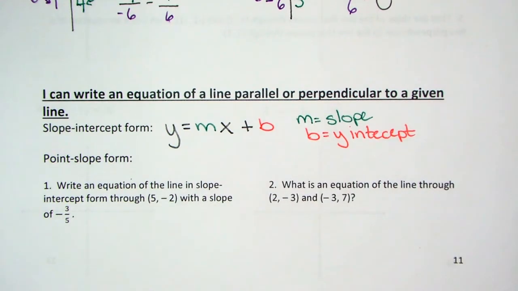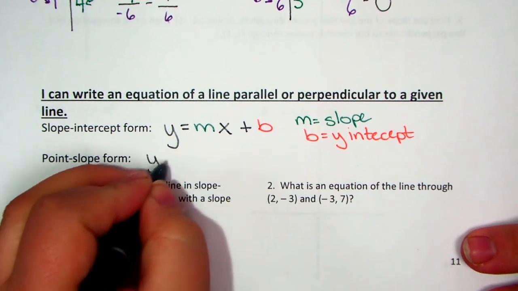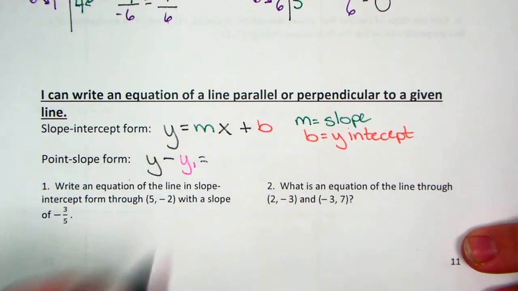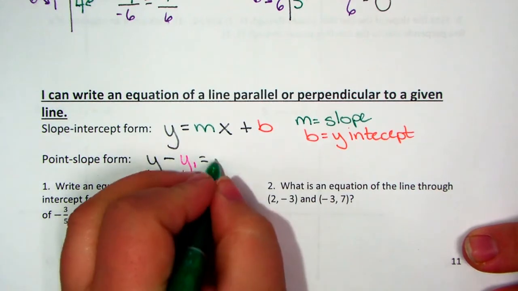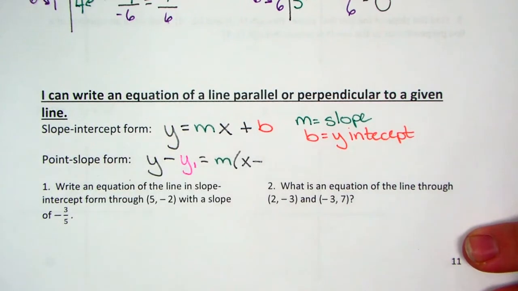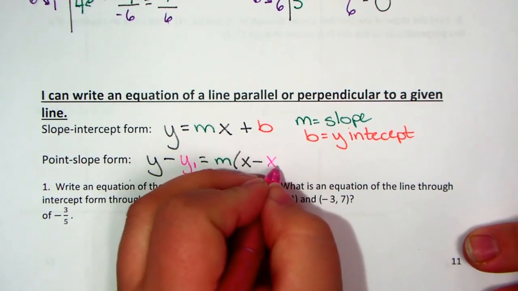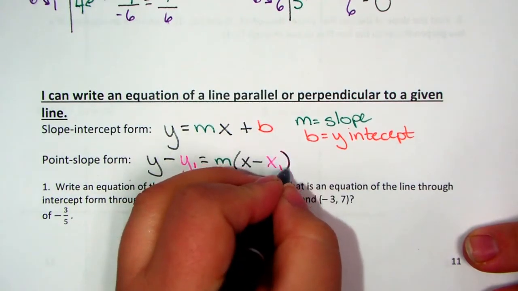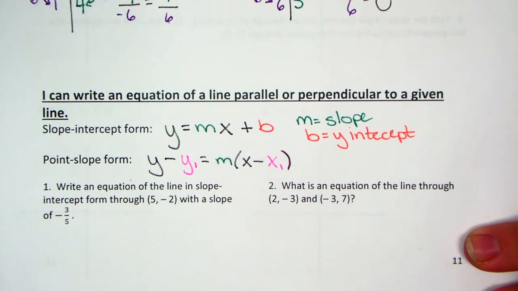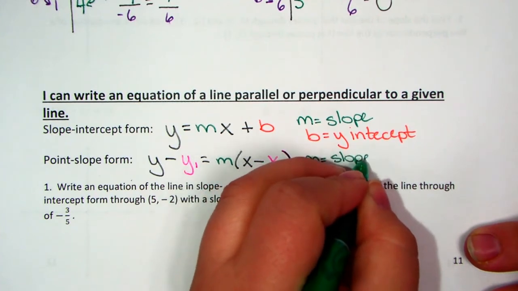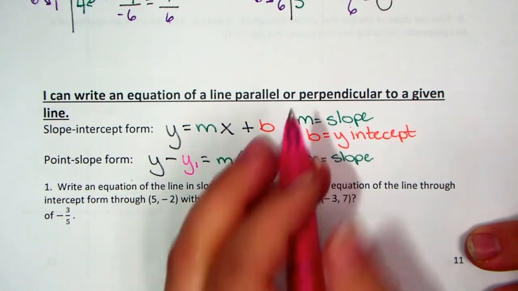Then we have point slope form, y minus y1 equals, again, the slope m, parentheses, x minus x1, the other part of the point. And once again, we have m is slope, and point slope form wouldn't be complete without our point.